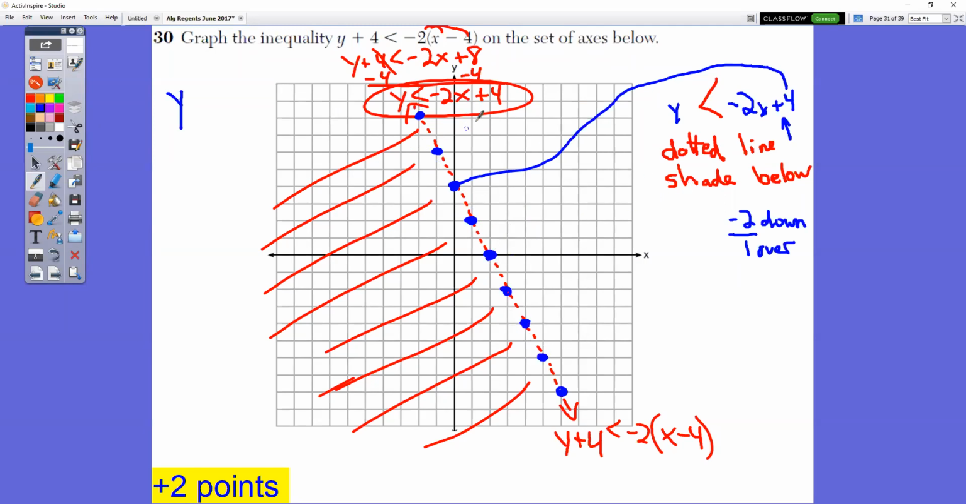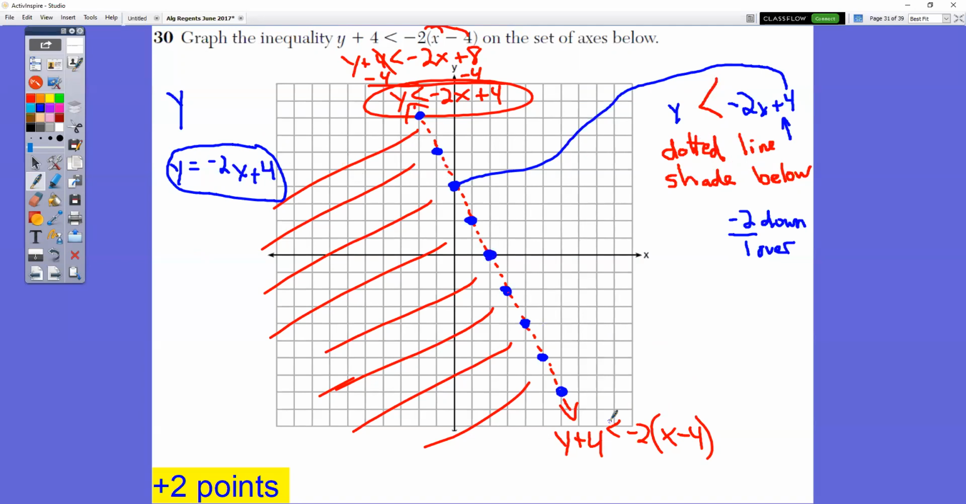Another way that you could have done that is you could have gone into your y equals and typed in y equals negative 2x plus 4. When you go to the table, that will give you those points. Even though it's less than, that's fine. All that the less than symbol means is that when we connect the dots, it's going to be a dotted line and we're shading below. That's all that the less than symbol means. So you could have just typed this in and then done second and table to find your dots.